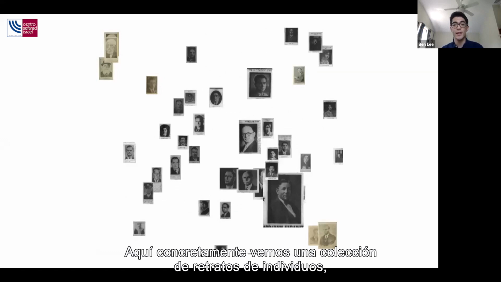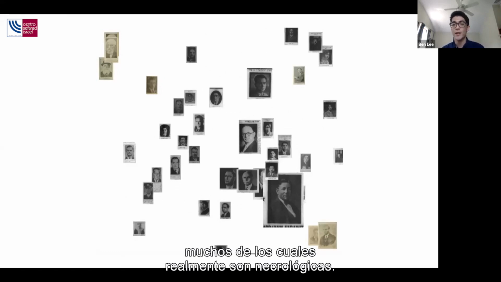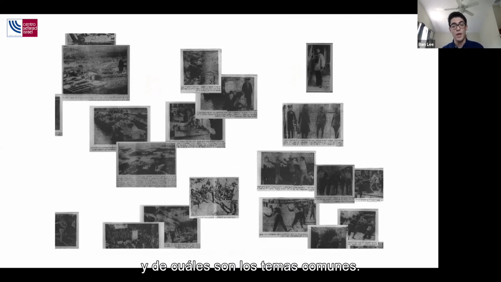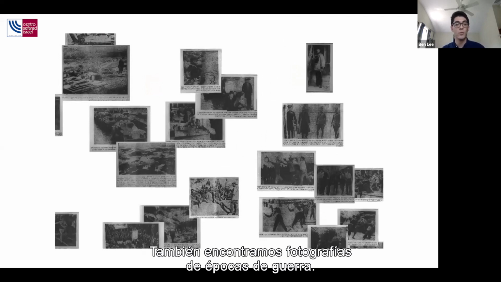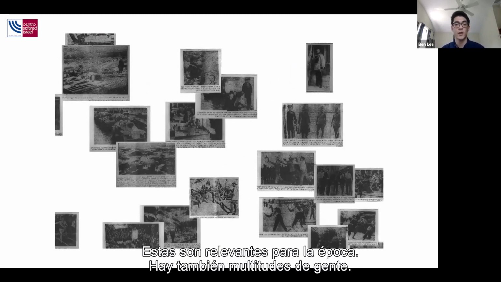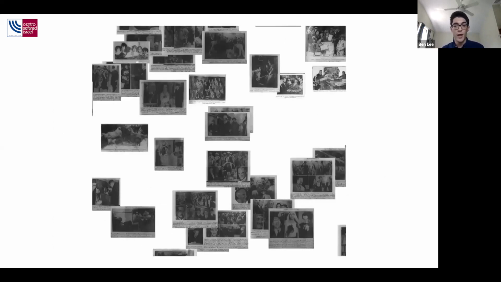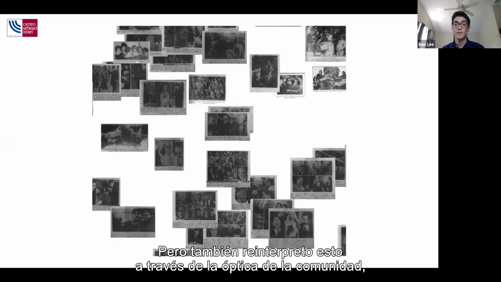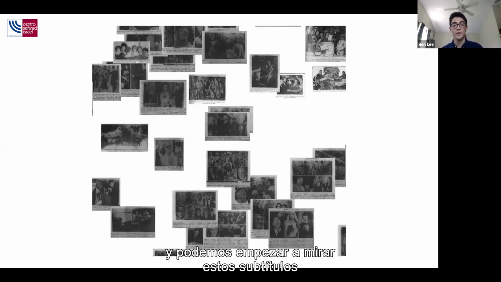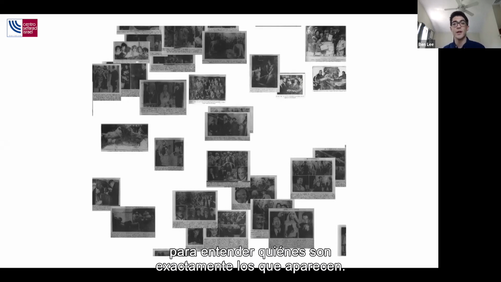In particular, here is a collection we see of portrait shots of individuals, many of which are actually obituaries. So this begins to give us a sense of what are common motifs. We also find wartime photographs. These, of course, are relevant to the time, and then also crowds of people. But I might also reinterpret this through the lens of community, and we can also begin to look at these captions to understand who precisely is appearing.